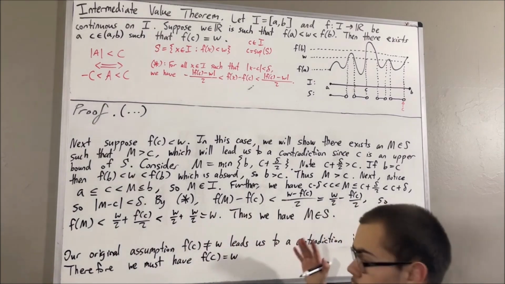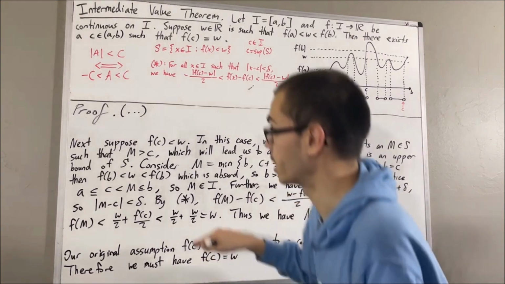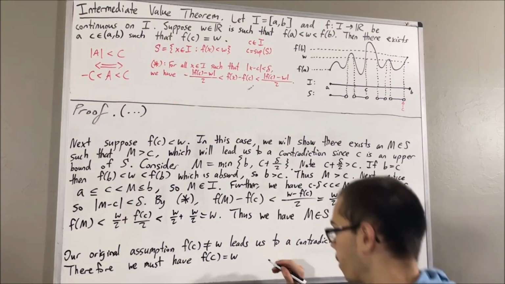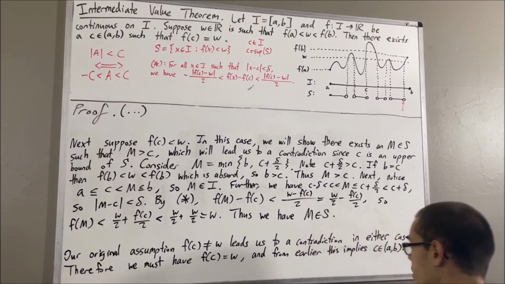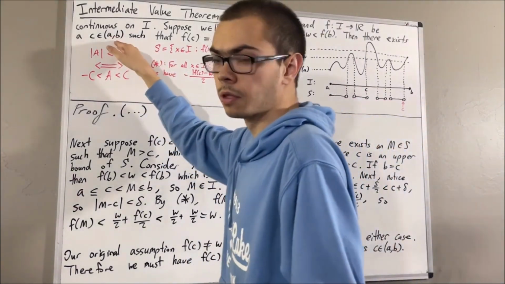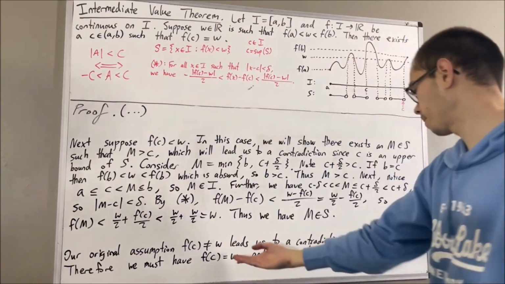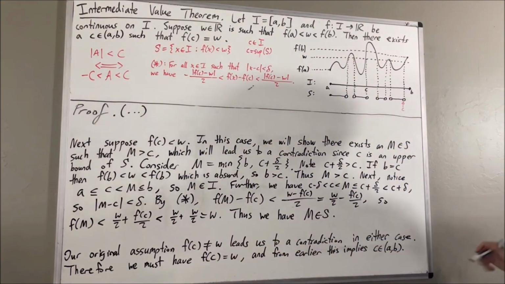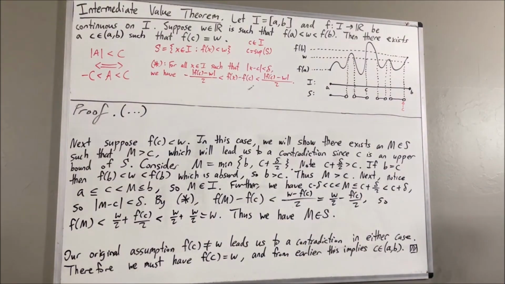And from earlier, we stated if we have shown this, then this implies c must be an element of the open interval a comma b. And so we have found an element in the open interval a comma b where if we send that into the function f, the output value is w, right? Just like that. And so this completes the proof. And so yeah, that's pretty much it for this video.